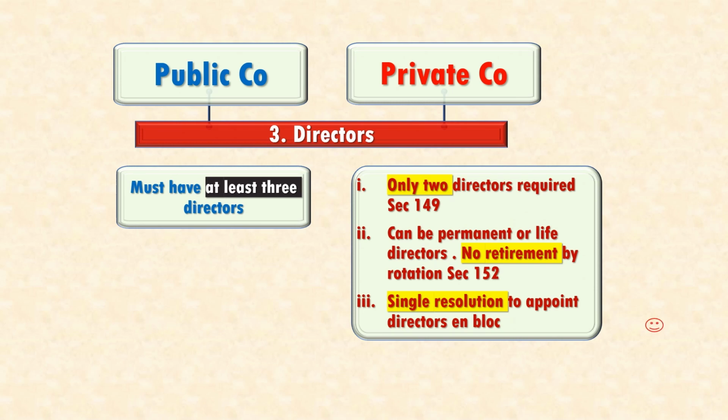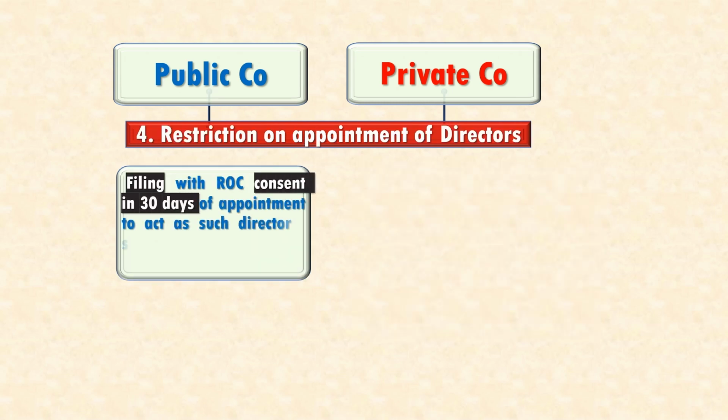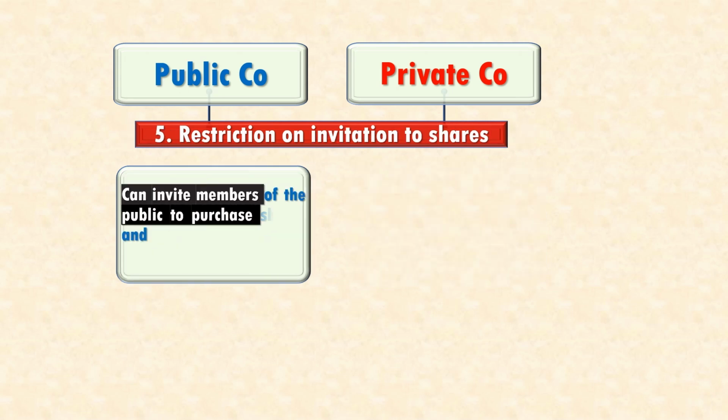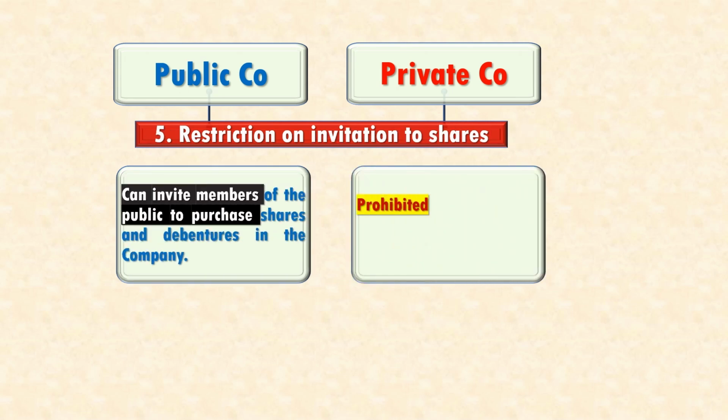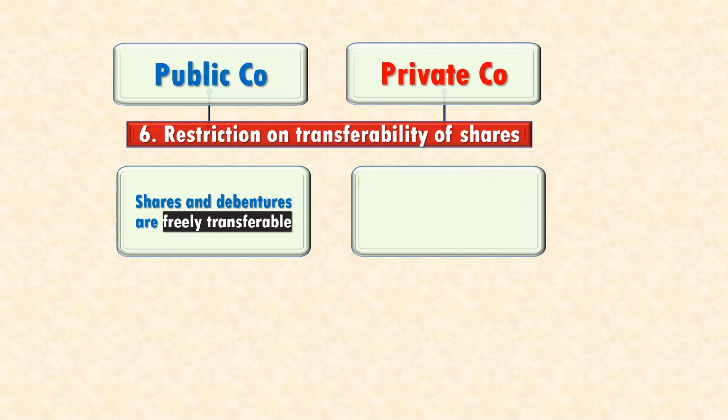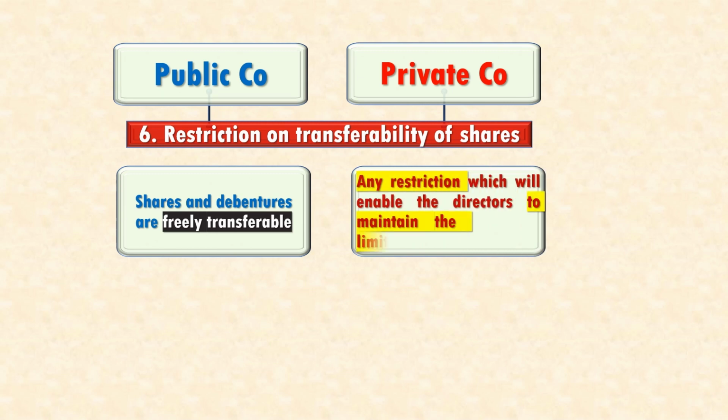On appointment of directors, consent to be filed with ROC in 30 days and qualification shares apply for promoters. No requirement of filing in respect of private. Invitation to shares to the public, a public company can do, private company is prohibited. Transferability of shares, free transferability in public, restriction permitted in private.